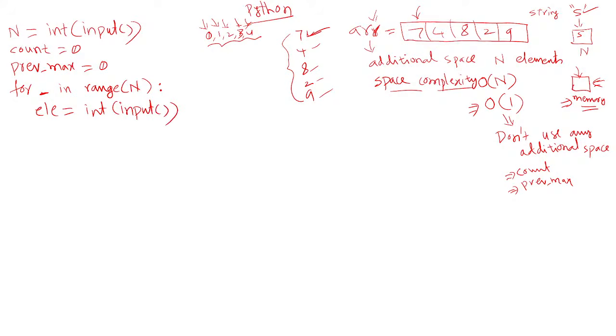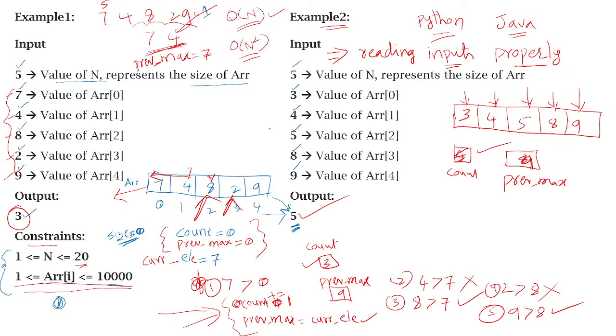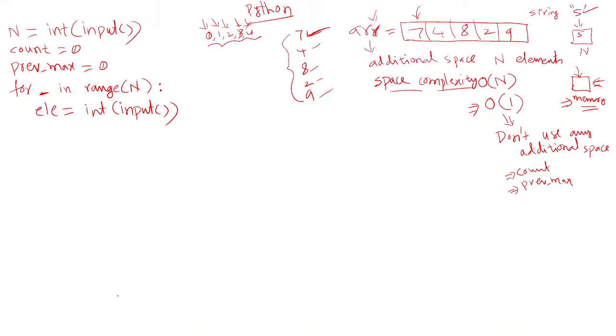Int of input. The input function reads the number 7, converts it into an integer, and stores it in the variable called element. Now you have the first element. What you need to do is check it with the previous max, as we discussed. That is what we will do here. Now I check this with the previous max element.